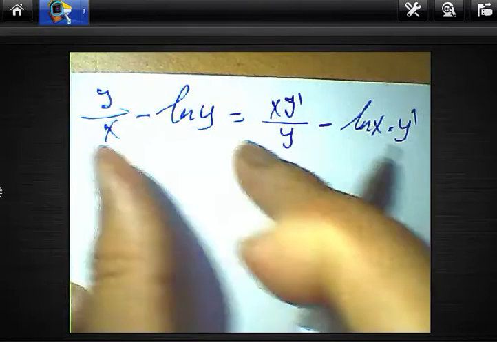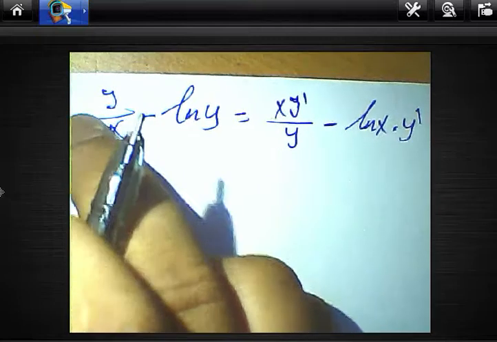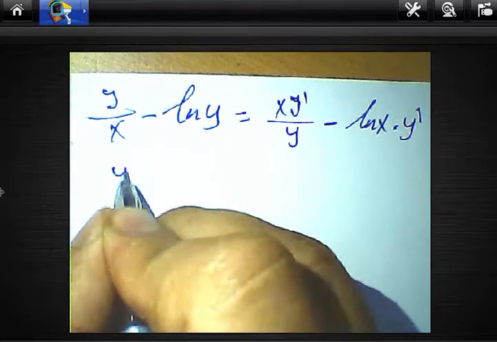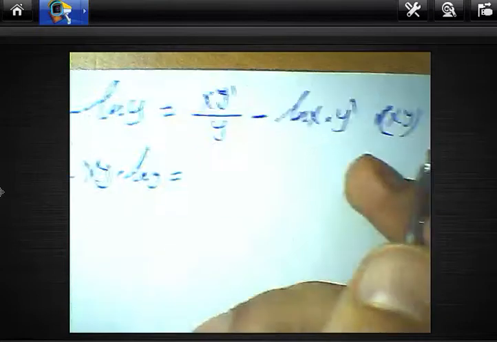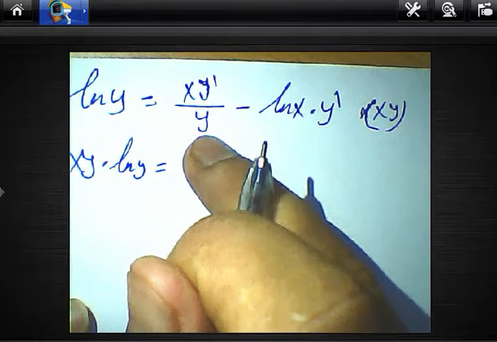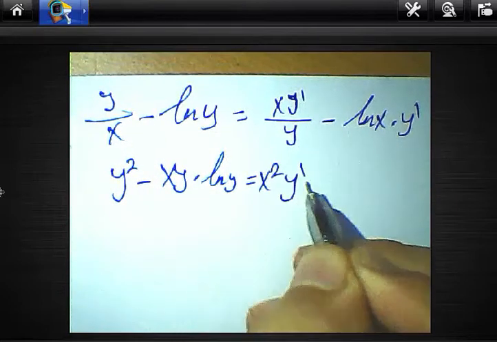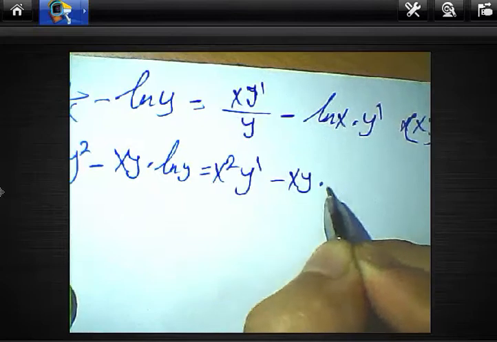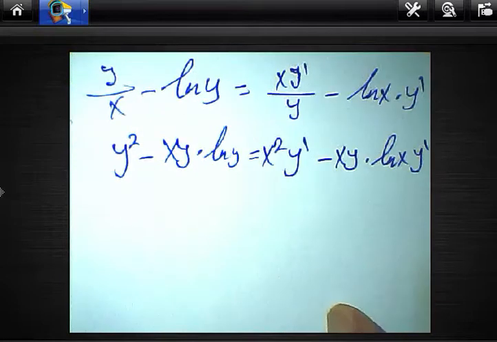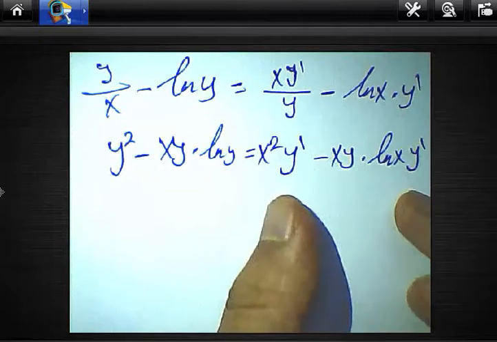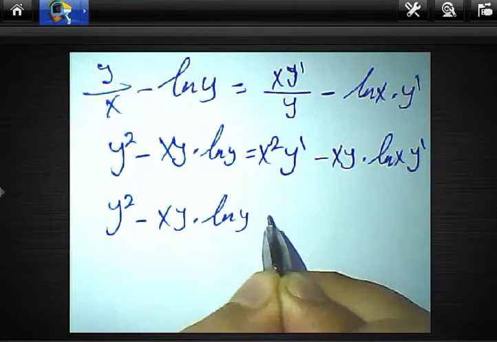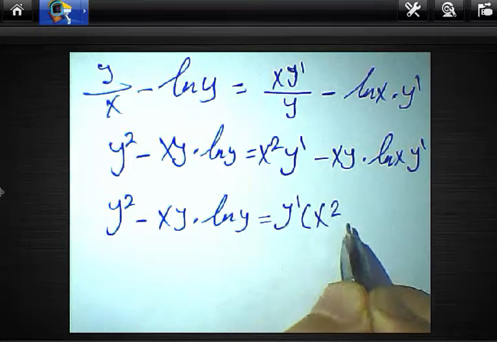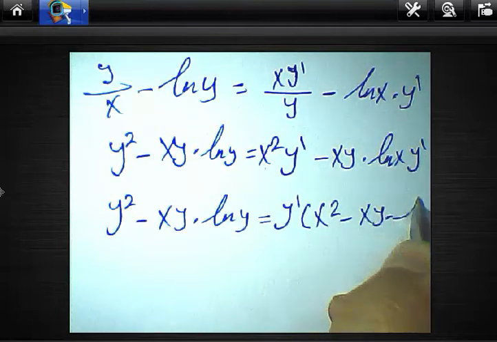Okay, about this expression and this expression, xy multiplied by this expression, the result will be y multiplied by y equals y power 2 minus xy times ln y equals x y multiplied by this term. We can cancel y with y, x multiplied by x equals x power 2 y dash minus xy multiplied by ln of x y dash. And then we can write y dash outside as a coefficient between the two terms here, so you can write y power 2 minus xy multiplied by ln of y equals y dash multiplied by x power 2 minus xy times ln of x.